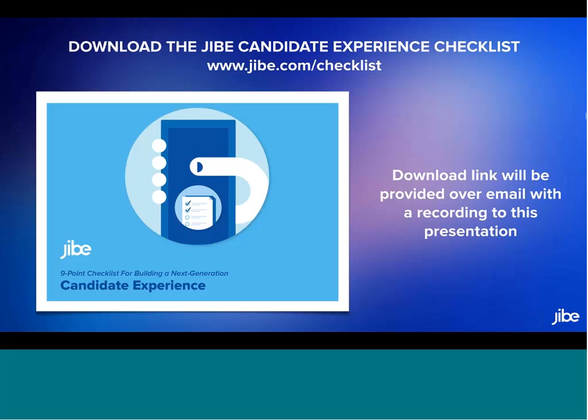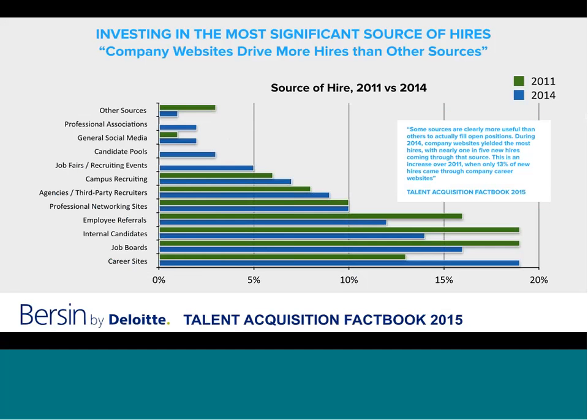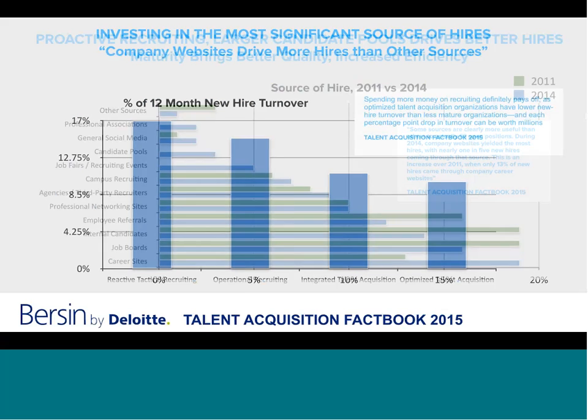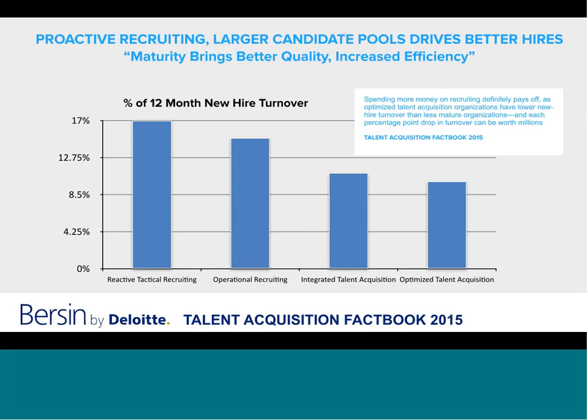I got a request here to show a particular statistic again. I'm going to show that here. So there you go. This actually shows how organizations that are proactive in their recruiting reduce the amount of 12-month new hire turnover.